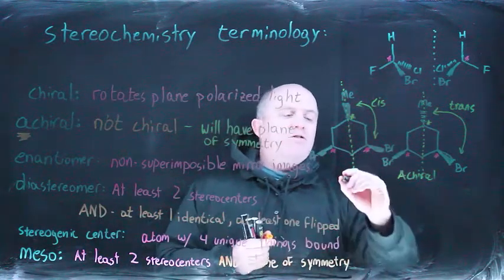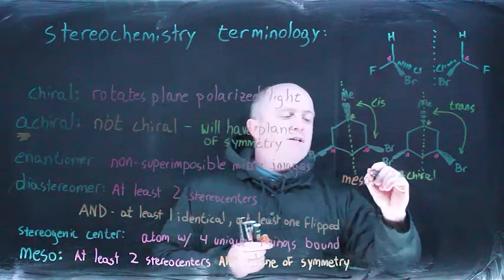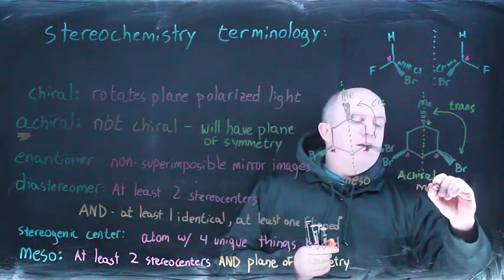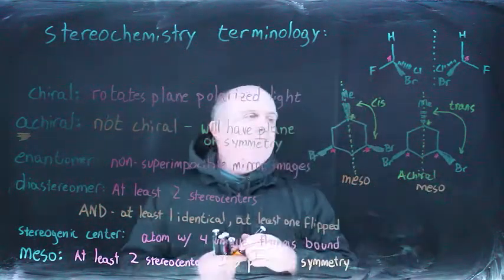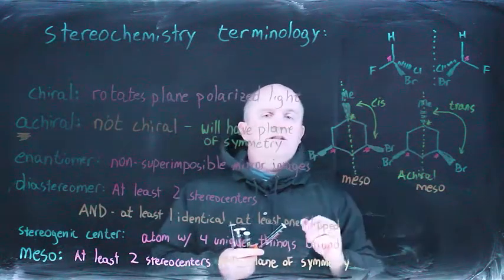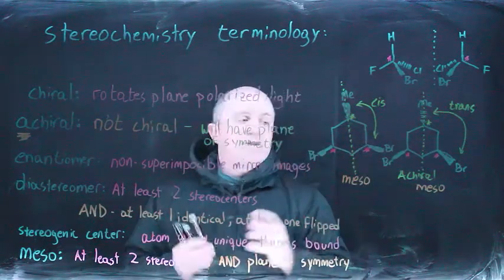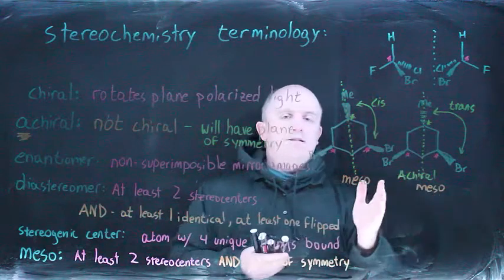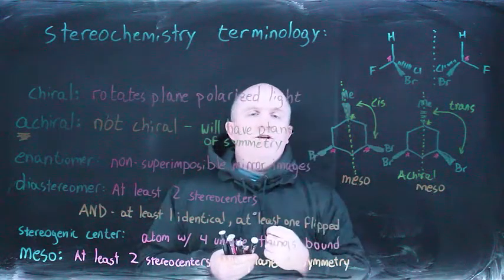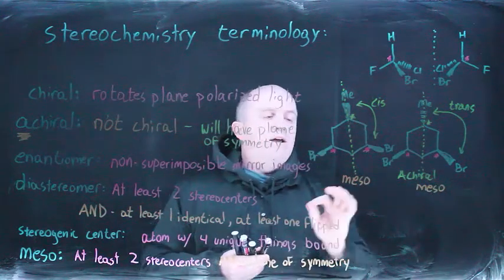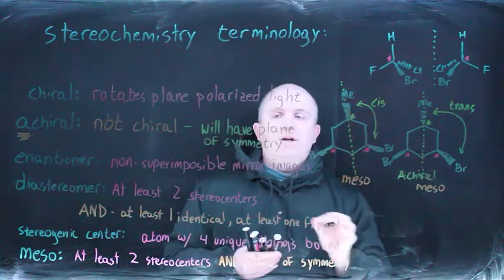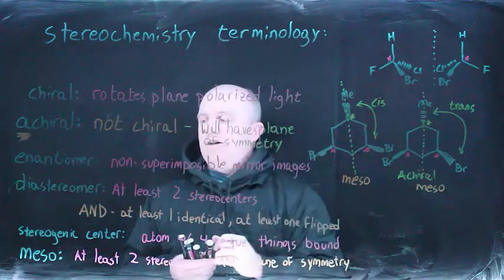And these two molecules right here are examples of meso compounds. Both of them are achiral, both of them contain a plane of symmetry, and both of them have multiple stereogenic centers, at least two stereogenic centers. So, what is a meso compound? It is a compound that has two or more stereogenic centers and a plane of symmetry. And meso compounds are achiral because any compound that has a plane of symmetry is achiral.